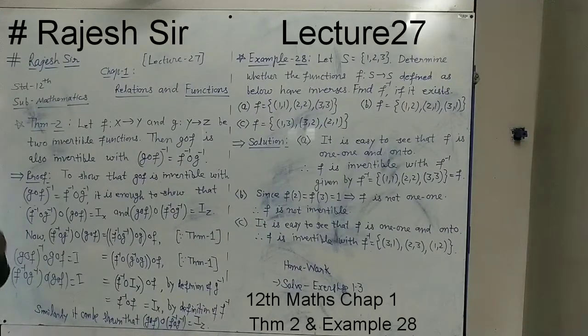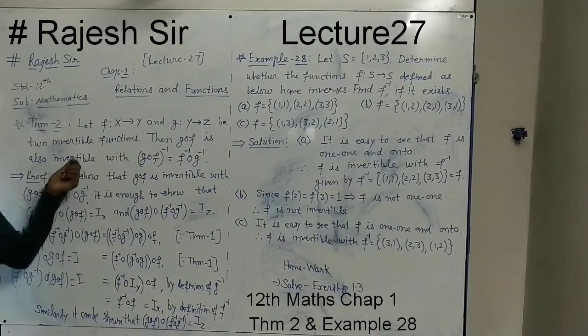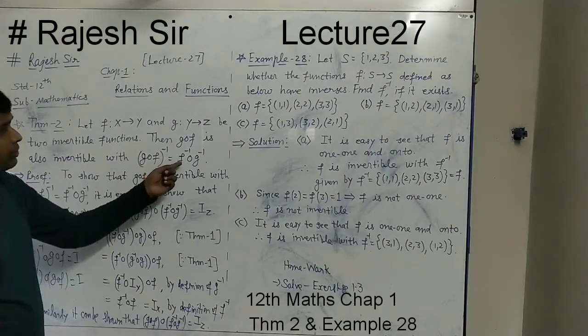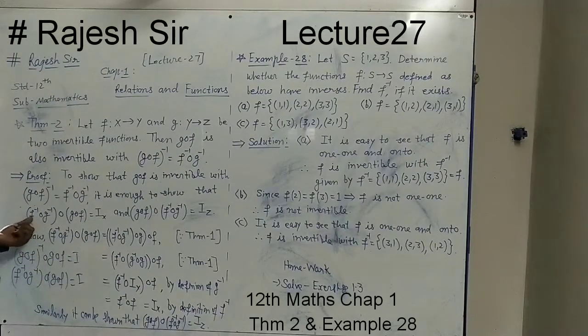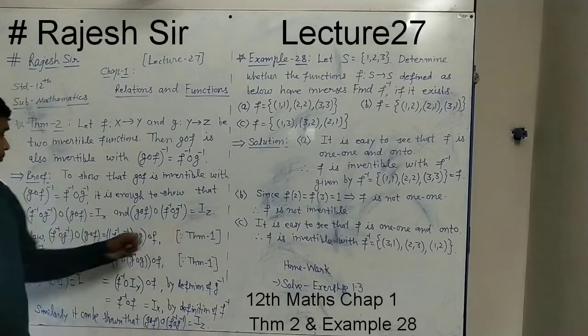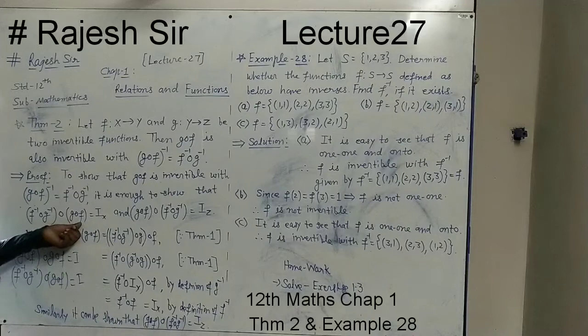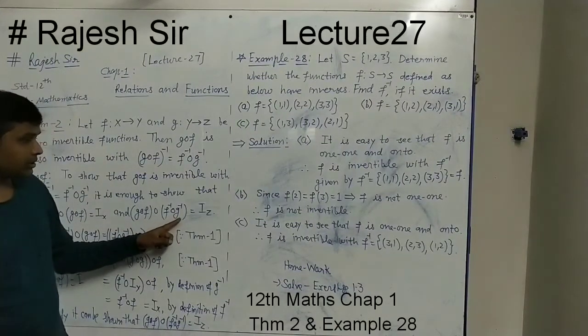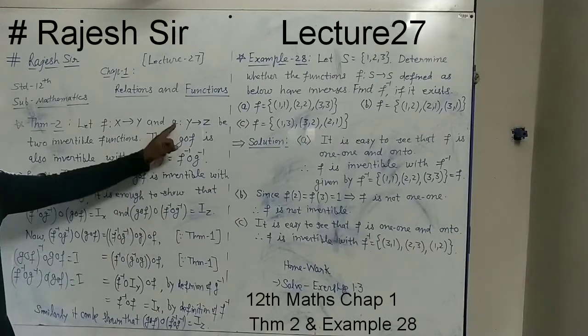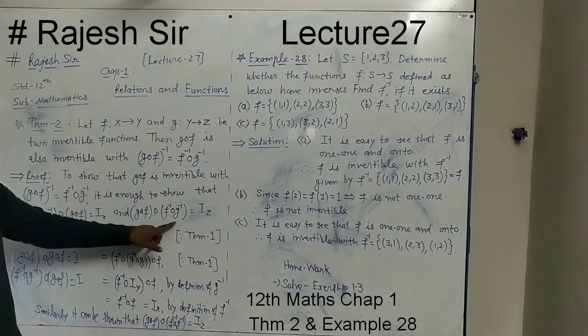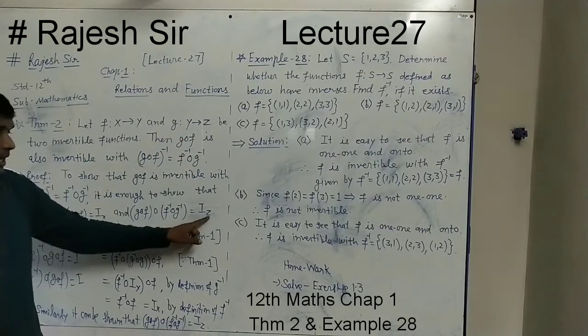Means only one step is needed here to show all this: that g of f is invertible with (g of f) whole inverse equal to f inverse of g inverse. What you have to show? This: f inverse of g inverse of g of f equals Ix, and its reverse, g of f of f inverse of g inverse equals Iz. Why this? Because g of f is the function whose domain is X, so Ix. In f inverse of g inverse the domain will be Z, because g's domain is Y, so g inverse's domain will be Z, so it is Iz.